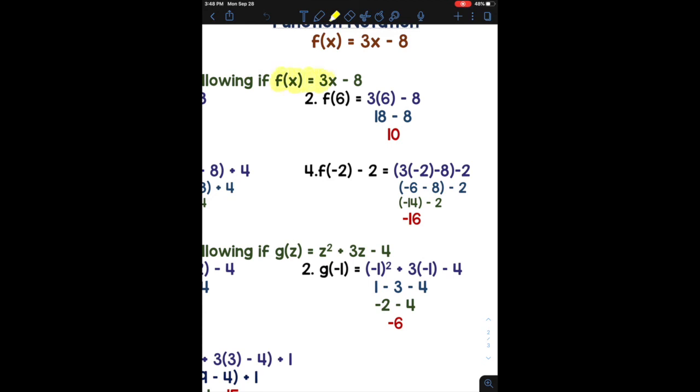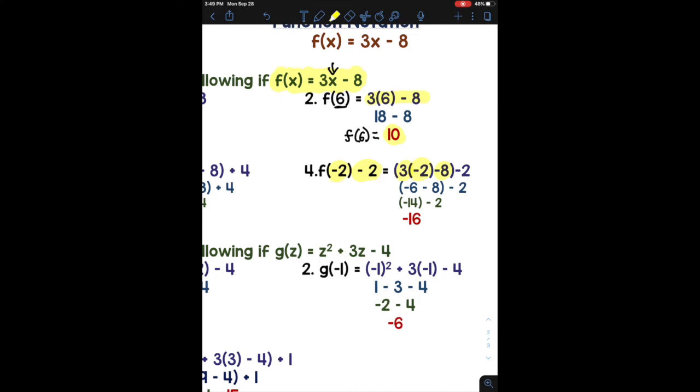So here are your answers for the even problems. The first section, we're following along with this function here, and number 2, they wanted you to substitute 6 into the variable. So we would have 3 times 6 minus 8, in which we would get our final answer as 10. If you wanted to restate your answer, we would say when we plugged in 6 into the function, we got the answer 10. Number 4 wanted us not only to substitute -2 into the original function in for x, but then they also wanted us to subtract 2 on the end of that.